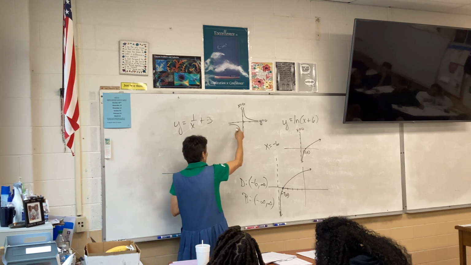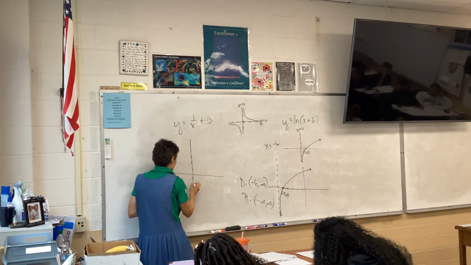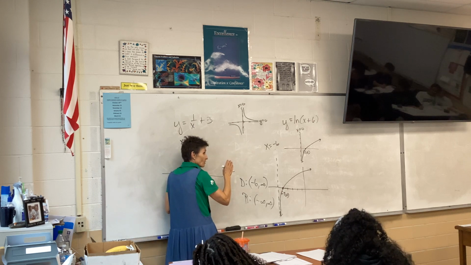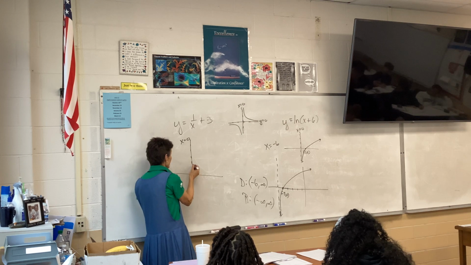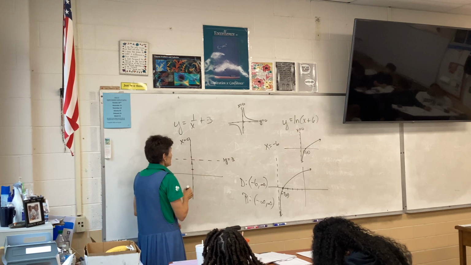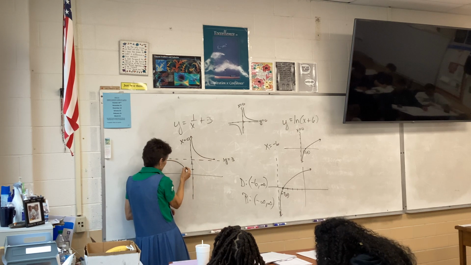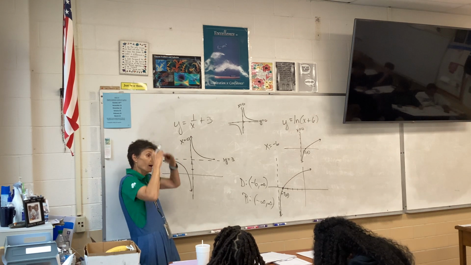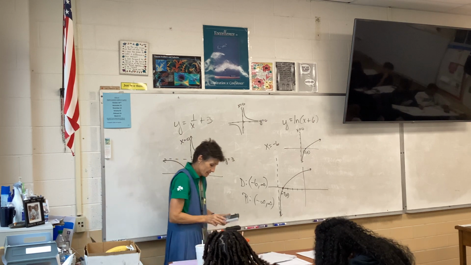Now, will moving it up 3 affect the vertical asymptote? No, so I'm not going to redraw that there. Will moving it up 3, the whole picture, affect the horizontal asymptote? Yes. It's going up to 3. Now, the curves are staying exactly the same, but it has been shifted up 3 units. All right, let's graph it on our calculator. See what we see.